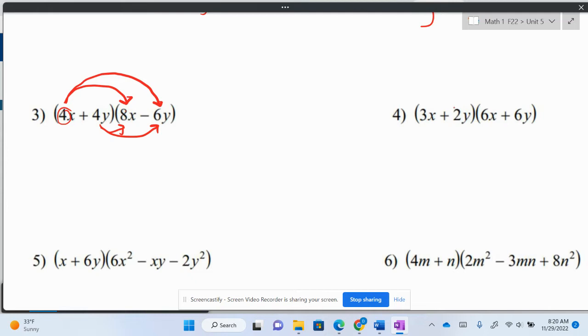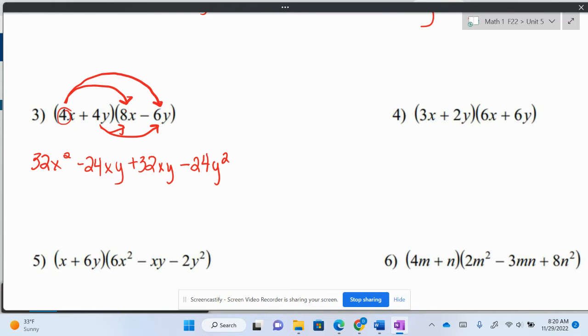So 4x times 8x, well, 4 times 8 is 32. And x times x is x squared. 4 times negative 6, well, that's negative 24. And x times y is just that, xy. 4 times a positive 8, well, that's a positive 32, xy. And then I have a positive 4 times a negative 6, that's a negative 24. Y times y is y squared.